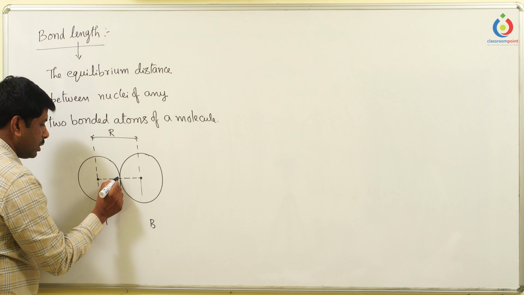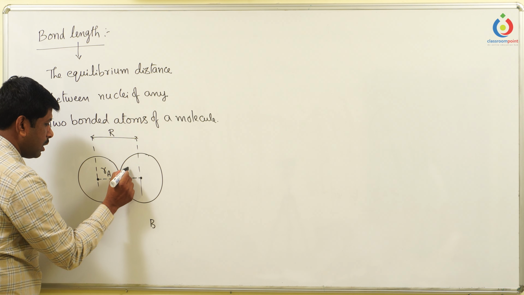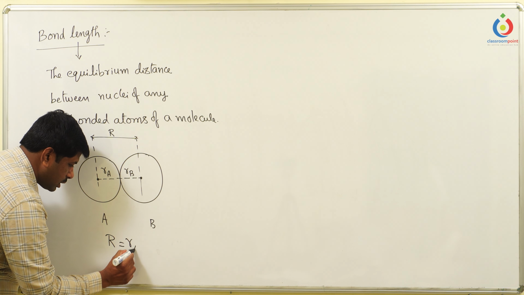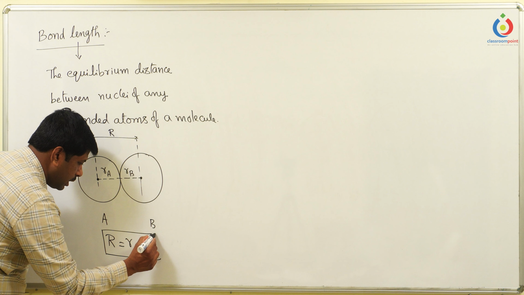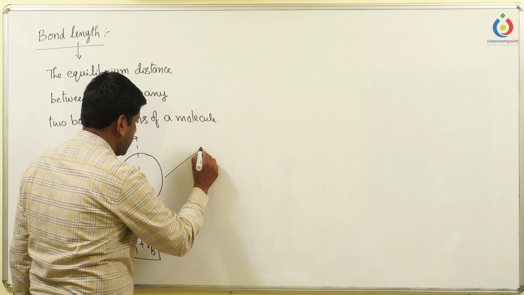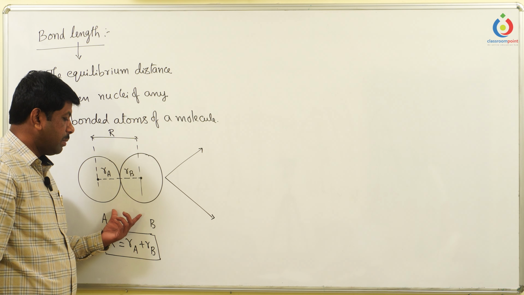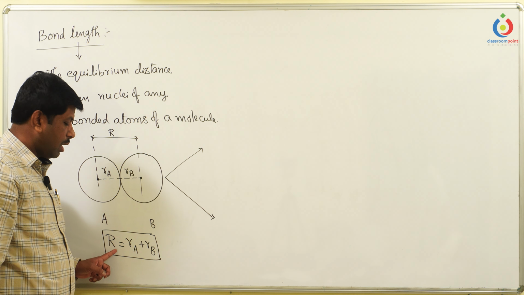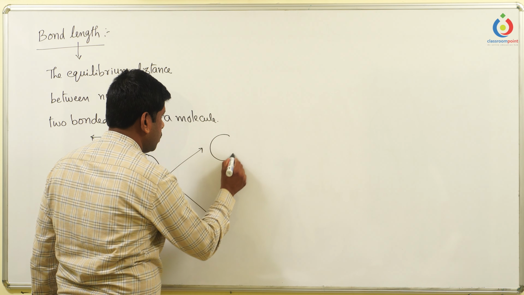And from this nucleus to this outer orbit, it is called the radius of A. And from here to here, it is called the radius of B. So we can say that bond length capital R is equal to the sum of the radii of both of these bonded atoms, that is, radius of A plus radius of B. Now, if you take homonuclear atoms and heteronuclear atoms, imagine the electronegativity difference between both of these atoms is negligible. In such cases, this is applicable, that is, capital R is equal to radius of A plus radius of B.